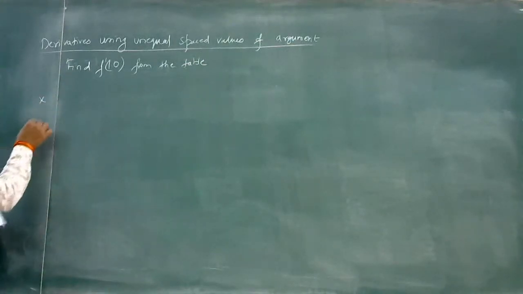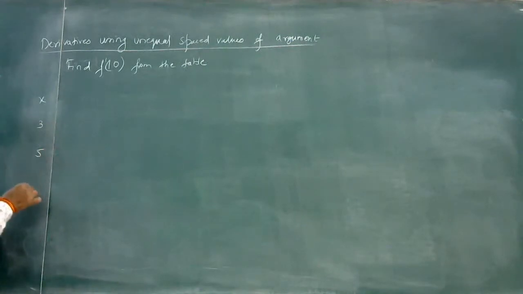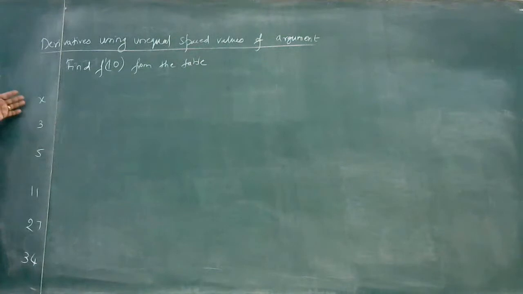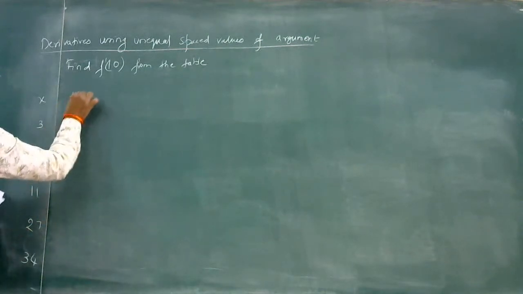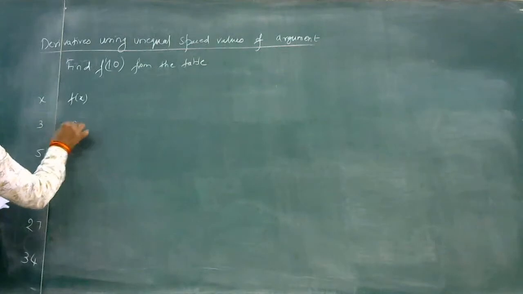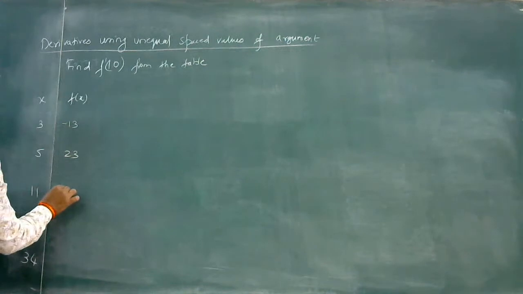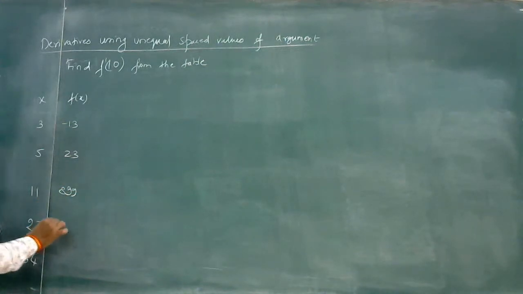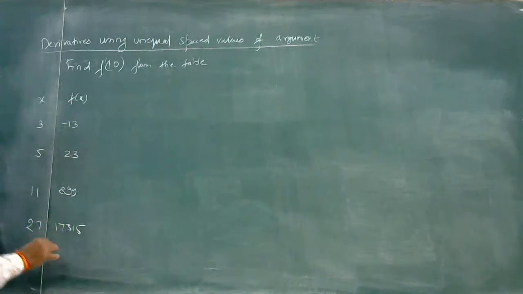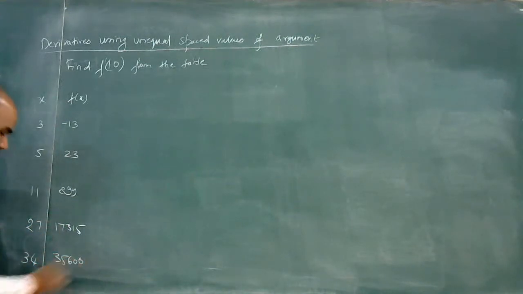The value of x is 3, 5, 11, 27 and 34. Okay, so you can see from the values of the argument, it is clear this is unequally spaced. Okay, and f of x is minus 13, 23, 89, 899, 17315 and 35606. Okay.